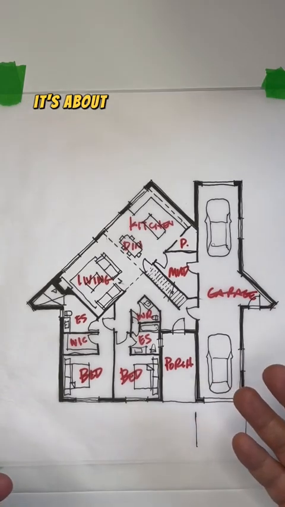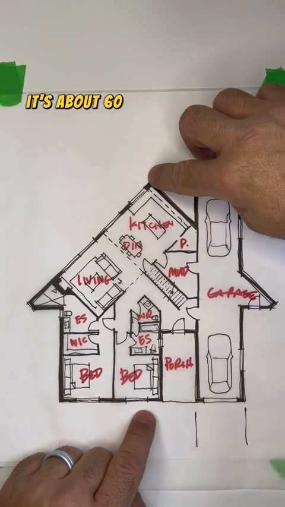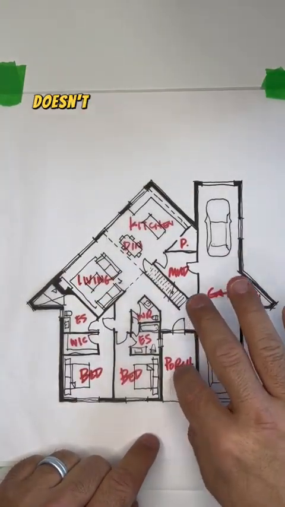It's a little over 1,800 square feet. This portion here is 50 feet wide. It's about 60 feet deep to that end. So the 1,800 square feet doesn't include the porch or the garage.